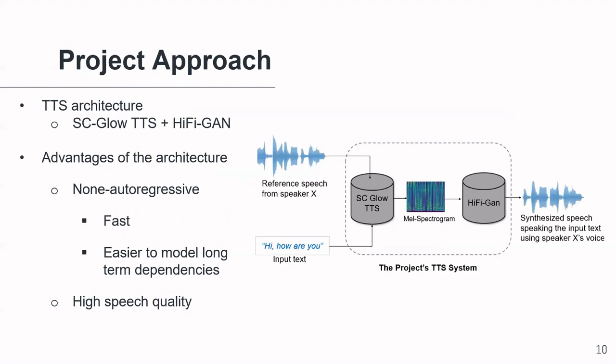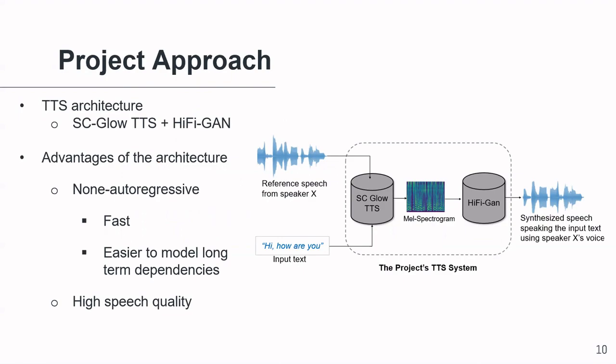In this project, we use a state-of-the-art TTS architecture based on SC-Glow TTS and Haoyang. In the architecture, SC-Glow TTS first takes in linguistic information from text and acoustic information from a reference speaker's speech recording to generate an intermediate acoustic feature named mel spectrogram. A vocoder named Haoyang is then used to convert the mel spectrogram into synthesized speech in the same voice as the reference speaker.